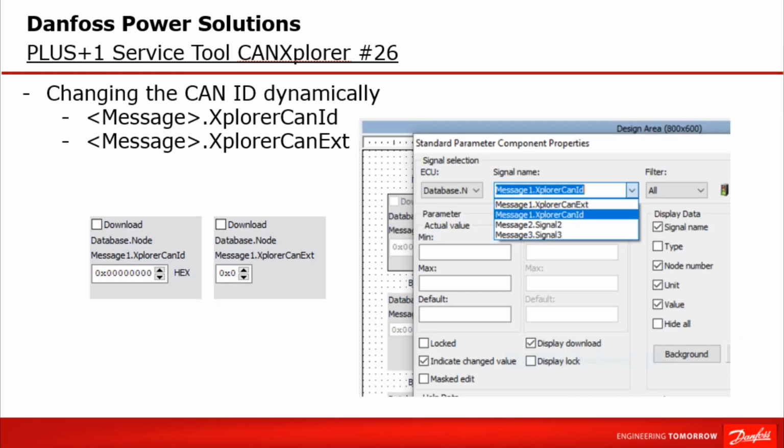Like I showed already, how to assign a signal name inside the parameter component properties inside service pages, the same procedure is needed for the CAN ID parameter, using the parameter download function to send the CAN ID dynamically.